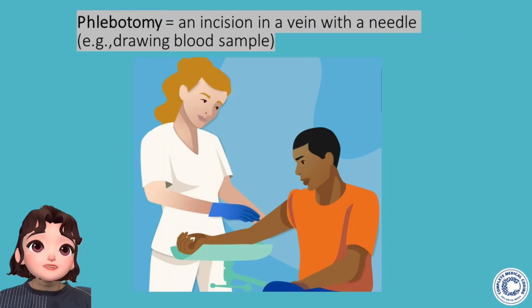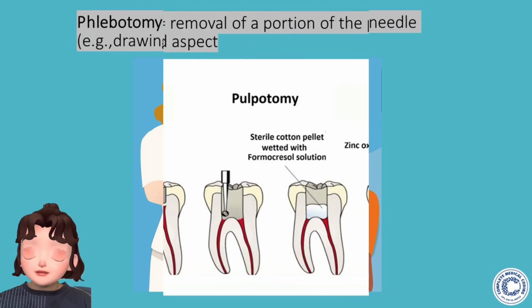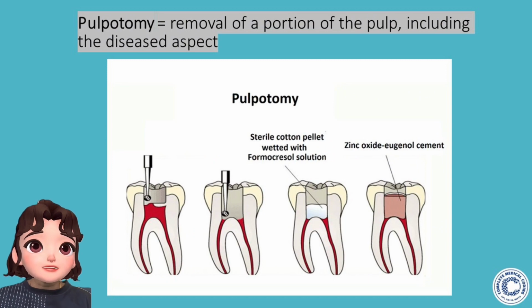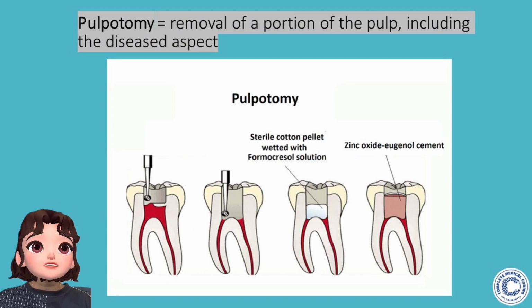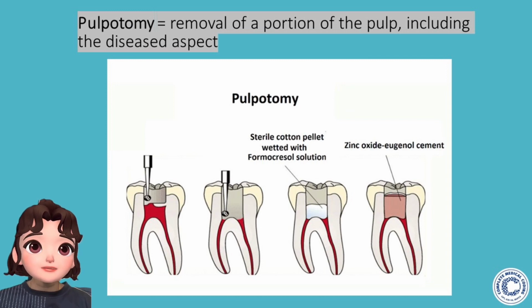Now, phlebotomy, an incision in a vein with a needle. For example, drawing a blood sample. That's an example of phlebotomy. Now, pulpotomy, removal of a portion of the pulp, including the diseased aspect. This is related to the teeth. A portion of the pulp is removed, including the diseased aspect, where there is an infection, and that procedure is called pulpotomy.